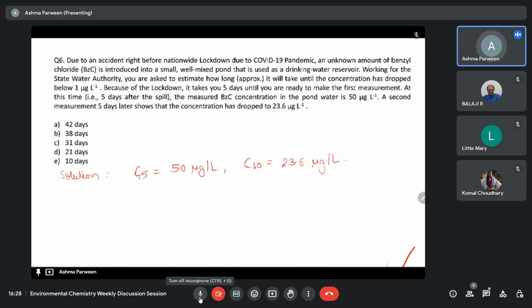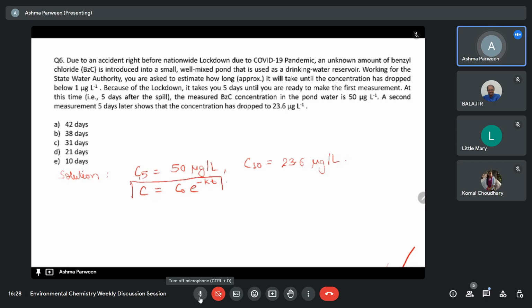So we have been given that it is a well mixed pond. So it is a CSTR system, that is a completely mixed flow reactor or continuously stirred tank reactor. So I got two answers as 31. Yes, 31 is the correct answer. So for CSTR, we know the concentration at any time t is related to the initial concentration times e raised to the power minus kt.